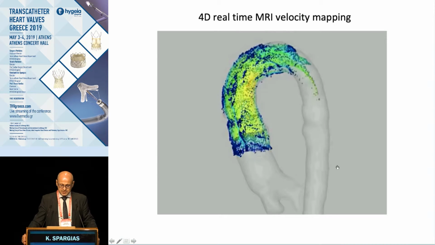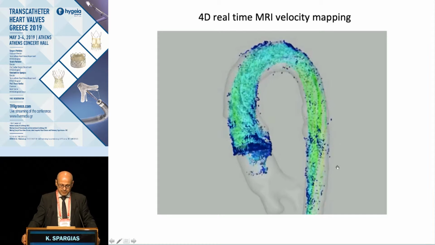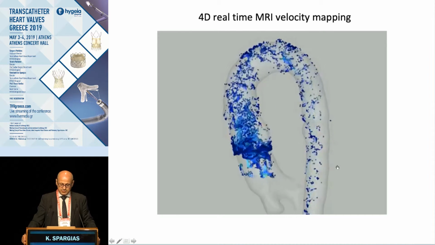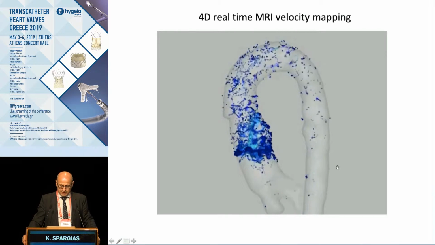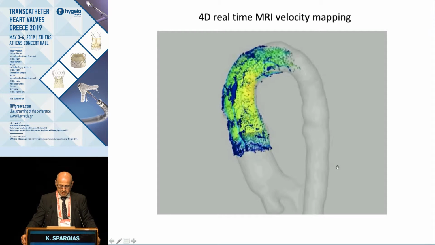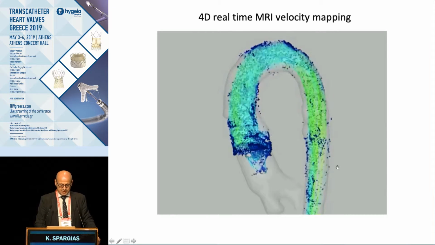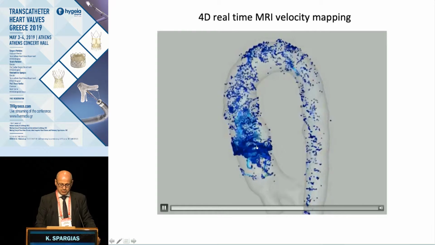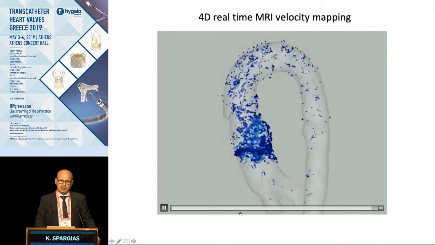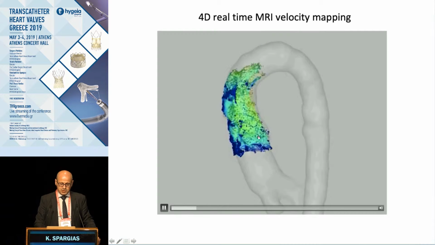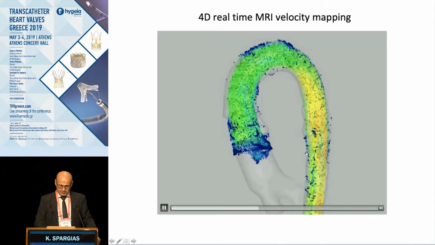So what are the forces that close the leaflets and what type of vortices are created there. So you see here an MRI reproduction of the velocity mapping, and you see, keep at the diastolic phase, the colors there. You see that the colors are blue all over the area of the aortic annulus. So there is no difference in the closing force wherever you are in the aortic annulus.